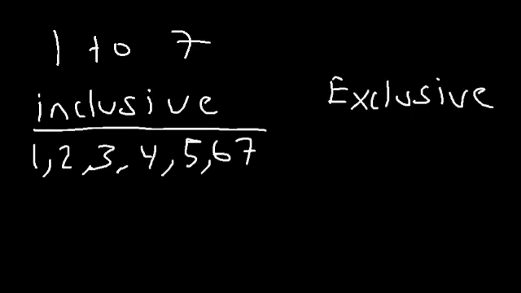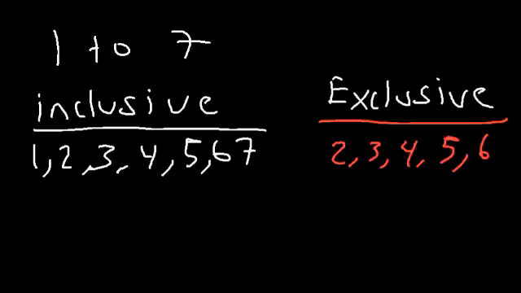So list all the integers between 1 to 7, inclusive and exclusive. So inclusive means including 1 and 7, so it's 1, 2, 3, 4, 5, 6, and 7. Exclusive, you're not including 1 and 7, you're excluding them out of the list, so it's going to be 2, 3, 4, 5, and 6. So now you know what these terms mean.